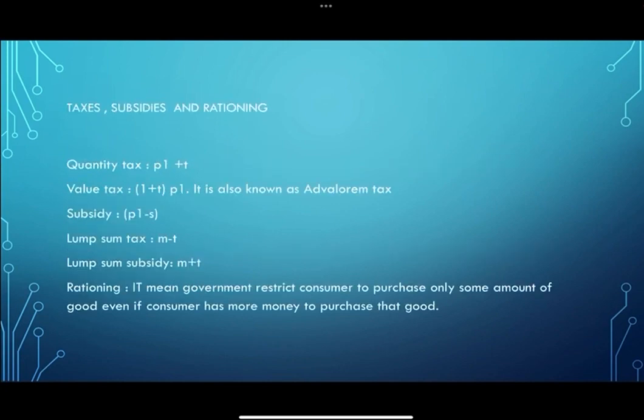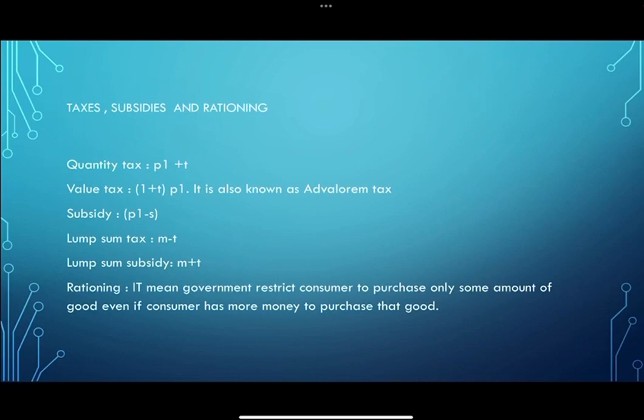Okay, next topic is taxes, subsidies and rationing. There are different types of taxes: quantity tax, value tax, lump sum tax. What is meant by quantity tax? Imposing tax on quantity is known as quantity tax. For example, if taxes are imposed on good 1, then it is referred to as P1 plus T. Or if taxes are imposed on good 2, then it is P2 plus T, not P1.